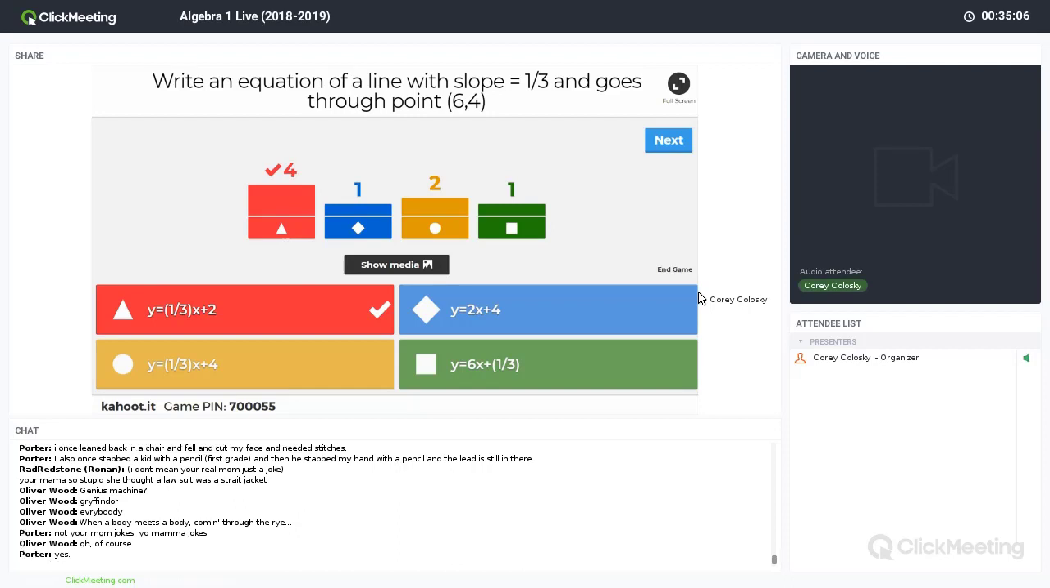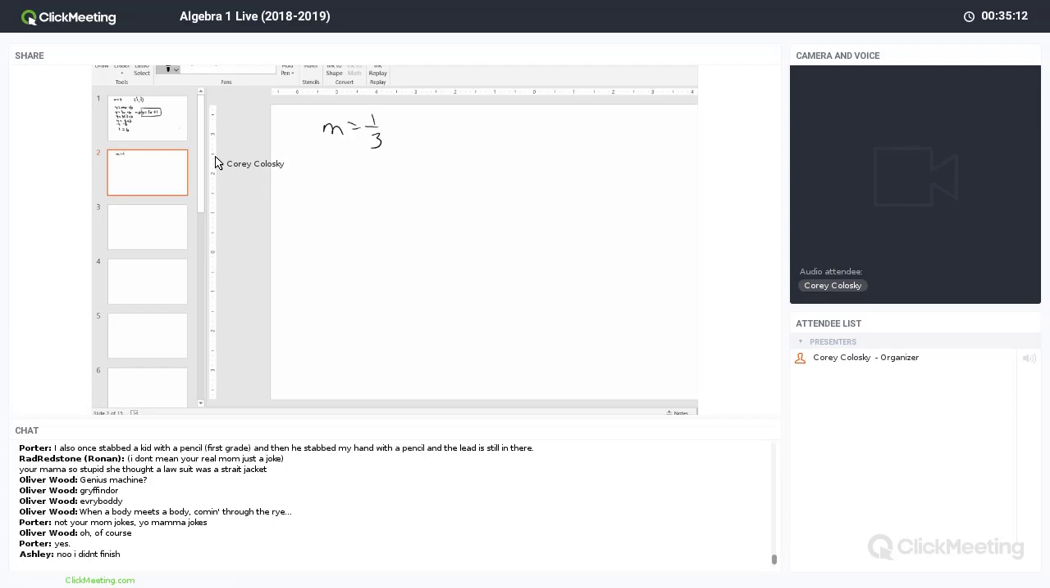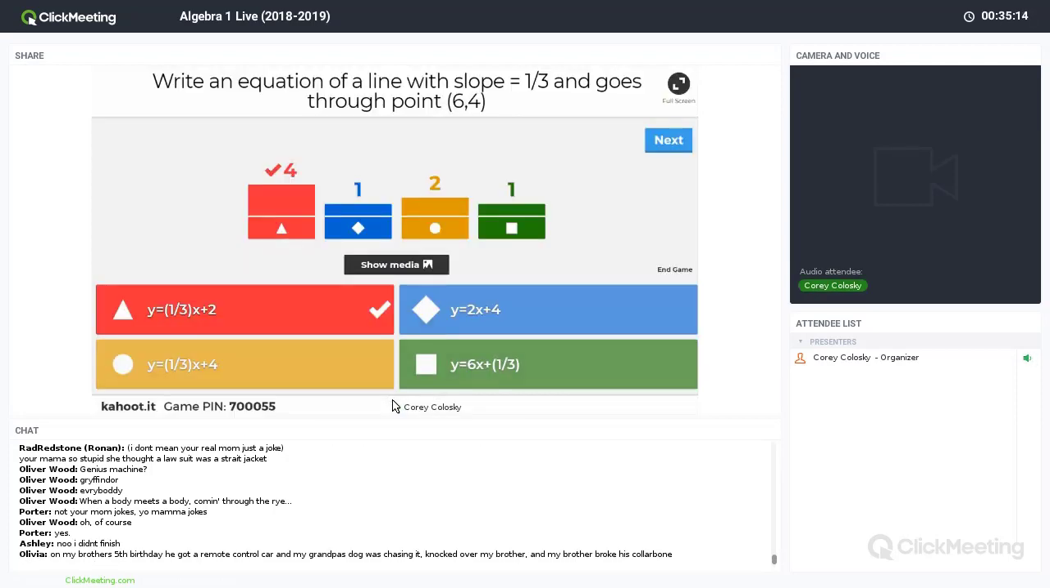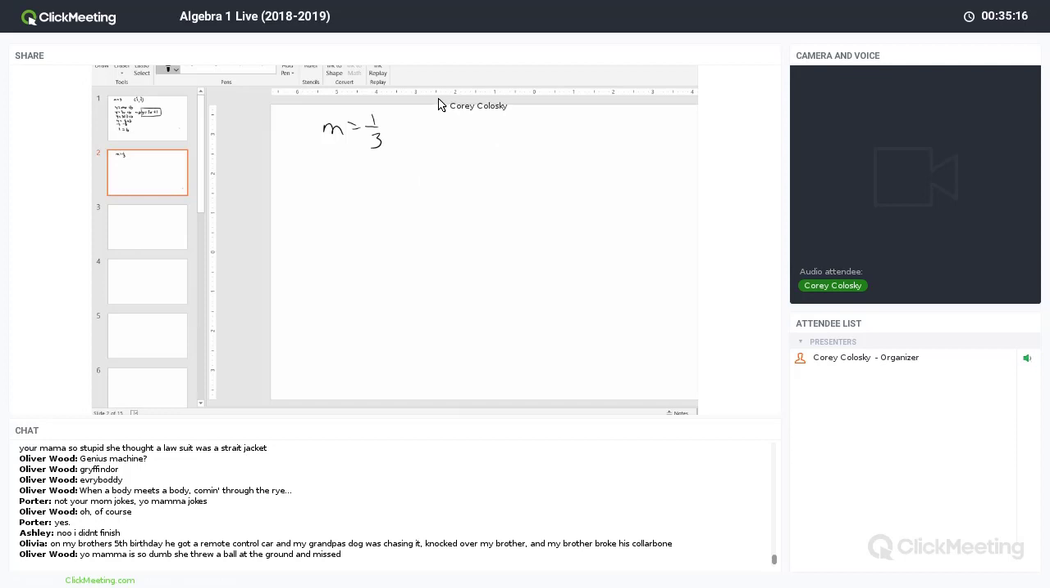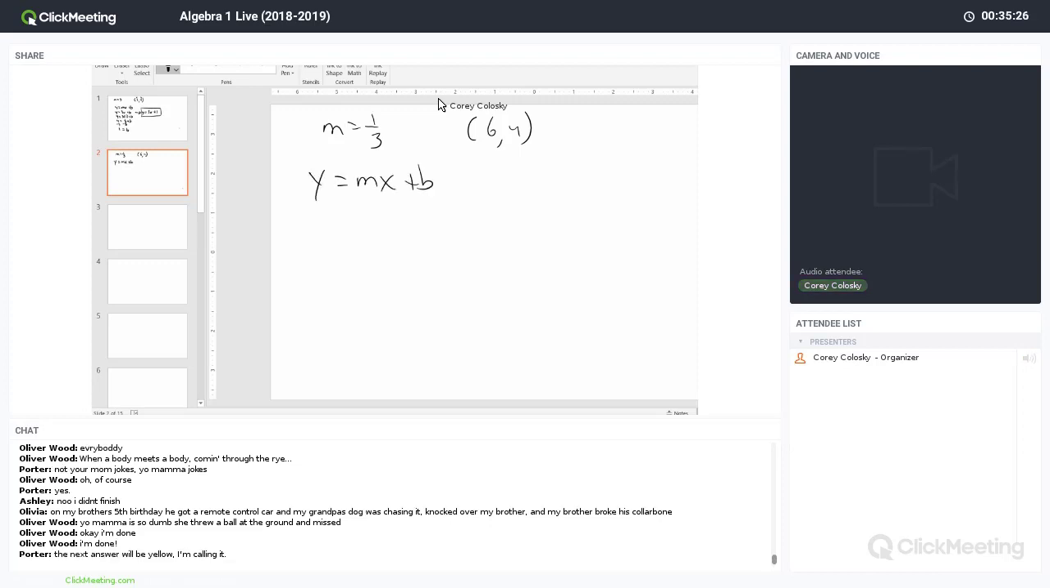Oh, brother. Okay. Slope is 1/3. Point is (6, 4). So slope is 1/3, and then the point is (6, 4). All right. So okay, Oliver, please stop. Okay, so we're going to do y equals mx plus b. All right. So m is 1/3. So y equals 1/3 x plus b.